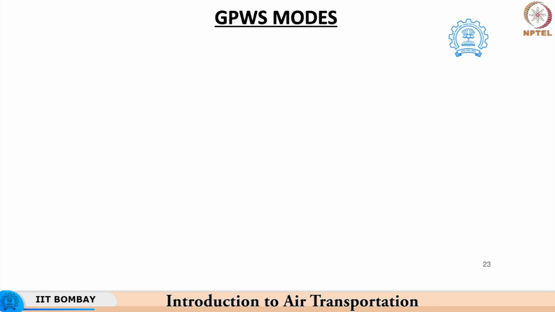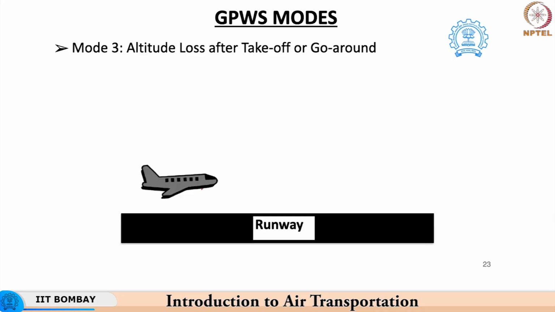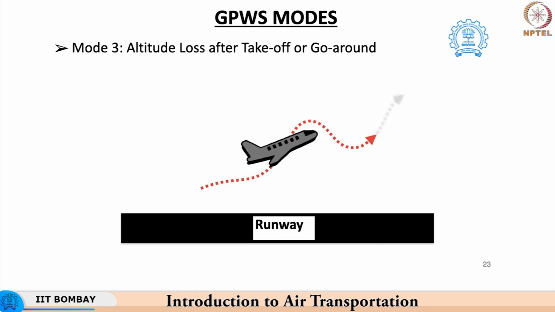Mode 3 warning is given when there is altitude loss. Generally during takeoff, the takeoff should ideally occur in a more streamlined or straight fashion, but there would be certain circumstances like the presence of gusty conditions. The aircraft might not follow a regular straight path, but actually follow a more curved path and hence would undergo altitude loss during takeoff. In such a scenario, mode 3 of the GPWS system comes into the picture.